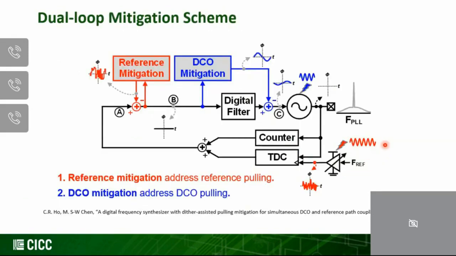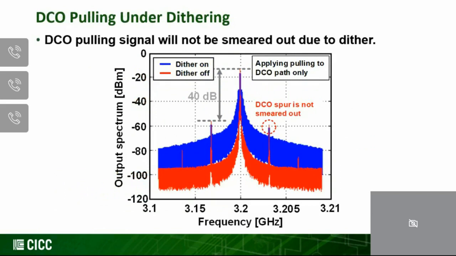All right, so by doing that, because we are able to separate the two paths, right? The input path we can randomize, but the DCO path we can keep the original pattern. That's why we can have these two cancellation loops. We have reference mitigation and DCO mitigation, so we can individually cancel out one by one. For the input, once we dither it, we can cancel it right here to address the reference pulling. And then the DCO mitigation loop is to address the DCO pulling path.